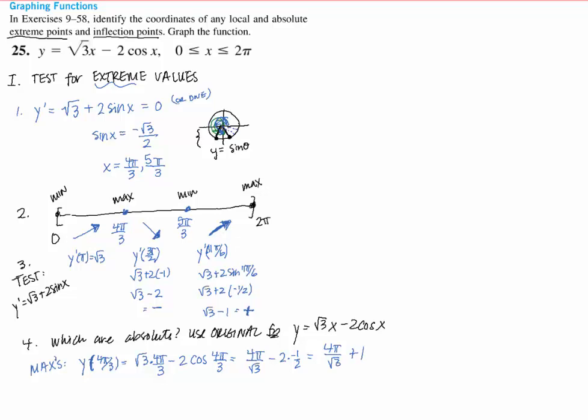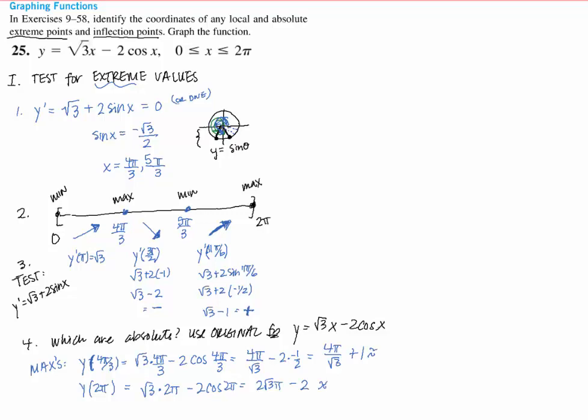Let's see what the other value is. Maybe we can compare it. The original function at the next maximum value, which is 2 pi, is the square root of 3 times 2 pi minus 2 cosine of 2 pi. So we have 2 square root of 3 pi, and the cosine of 2 pi is 1, so minus 2. I'm not too sure. I can't compare these two together.